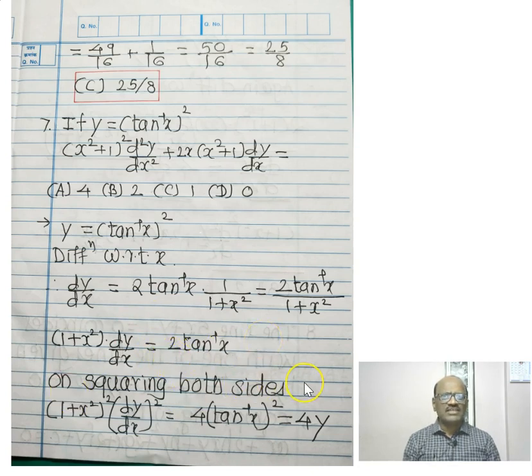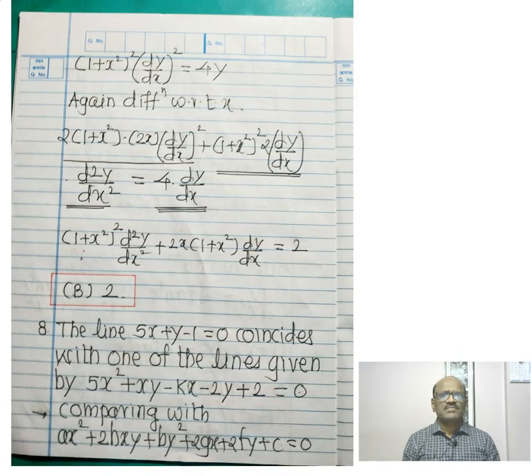Now squaring on both sides. Here we have (x squared plus 1) squared, so we square both sides. That is (1 plus x squared) squared (dy/dx) squared equals 4 (tan inverse of x) squared. But what is the value of (tan inverse of x) squared? It is nothing but y. Therefore, we substitute y here. Now (1 plus x squared) squared (dy/dx) squared equals 4y. Again, differentiate with respect to x.